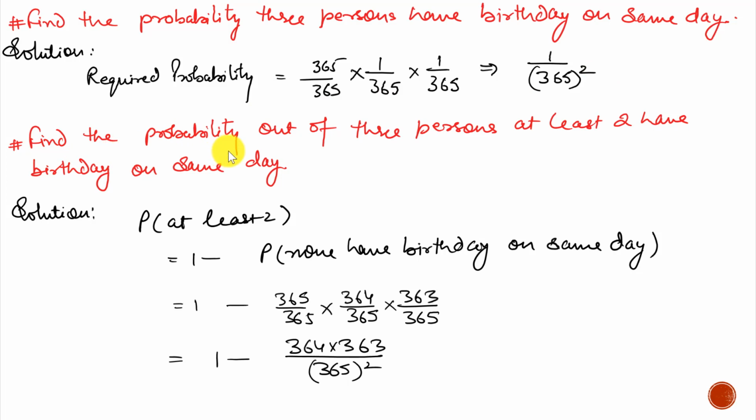Next example. Find the probability that out of 3 persons, at least 2 have a birthday on the same day. At least 2 have a birthday on the same day means either 2 have a birthday on the same day or 3 have a birthday on the same day. Or we can say 1 minus none have a birthday on the same day. This implies all have birthdays on different days. 1 minus. Probability that the first person has a birthday is 365 by 365. The next person has a birthday on a different day, so you have 364 options out of 365. And the third person has a birthday on a different day, he has 363 options out of 365. Required probability is 1 minus 364 multiplied by 363 whole divided by 365 whole square.